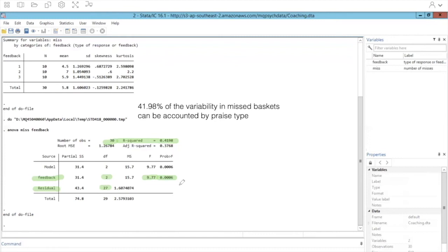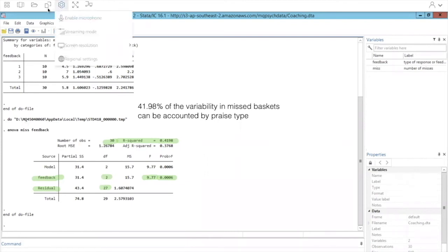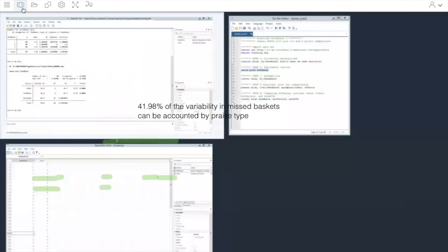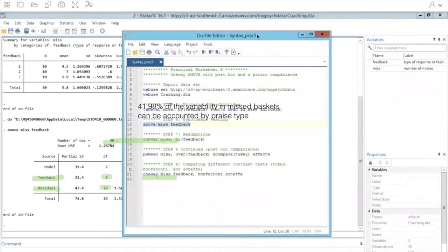But before we do that, let's go ahead and assess the assumption of homogeneity of variance. Remember that one of the assumptions of ANOVA is that we have equal variability in our dependent variable at all levels of our independent variable. And we'll do this using Levene's test. And for Levene's test, the command is robvar, that stands for robust variance. The command is robvar, the DV miss, by the independent variable feedback.